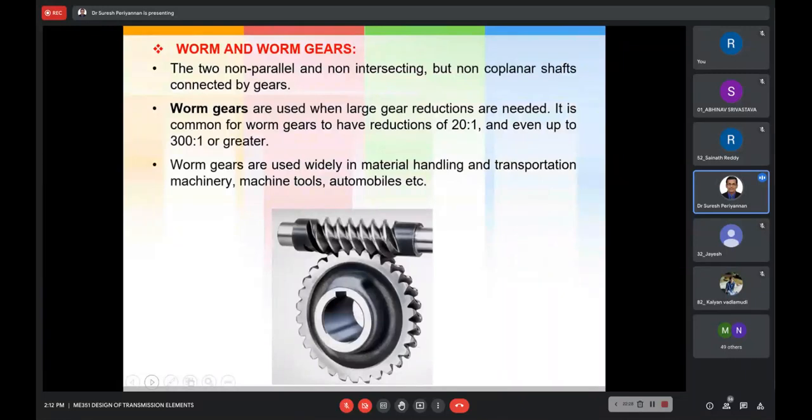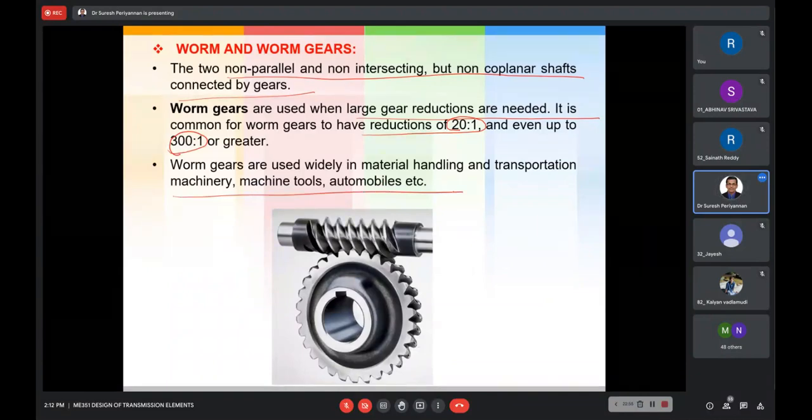Okay. Now, non-parallel, non-intersecting and non-coplanar shafts can be connected. And a very important application of worm and worm gears is where a high gear reduction ratio is needed. Commonly we use up to 20:1 ratio, and we can even go up to 300:1. Worm gears are widely used for material handling, transportation, machinery and machine tools.